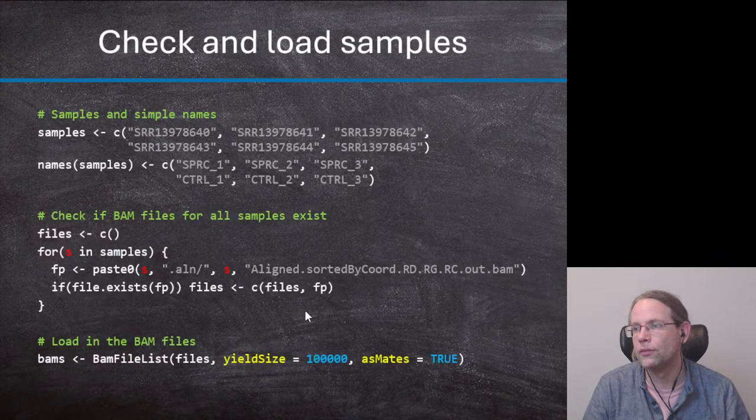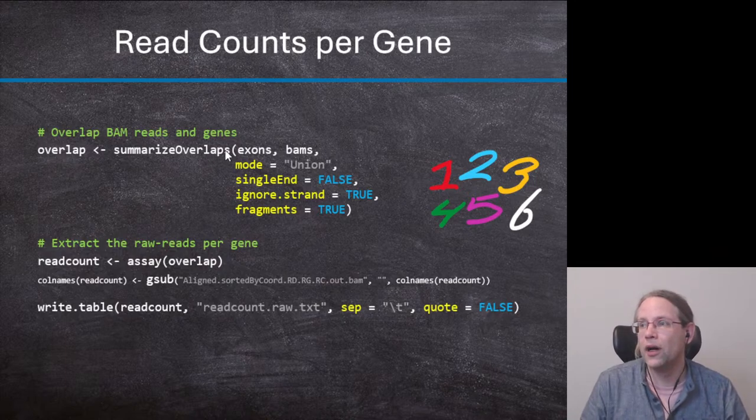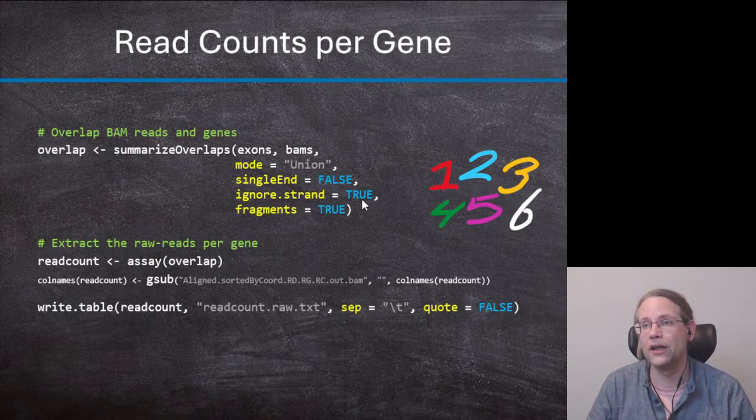All right, next step. So the next step is just to summarize the overlap, right? So I'm going to say here, summarize the overlap of the exons and the BAM files, right? So take my exon definition database that we just created, take the BAM files and use the BAM files to kind of look at how many reads from the BAM files are falling within each of these exons. I'm going to say mode is union, single end is false because I have paired end data, ignore strand is true, and this is depending on what kind of an analysis you do.